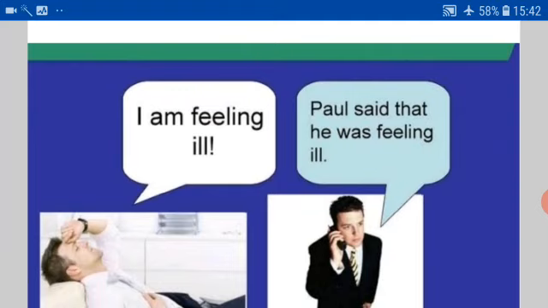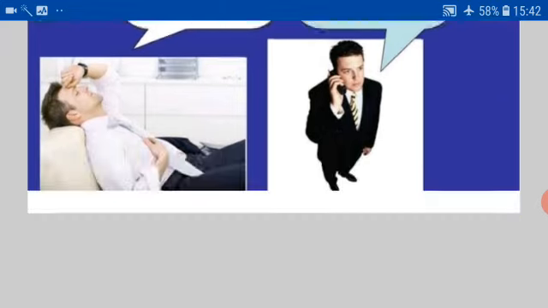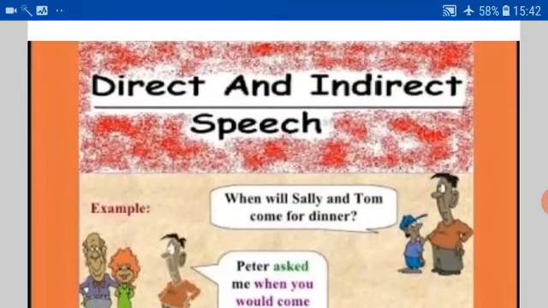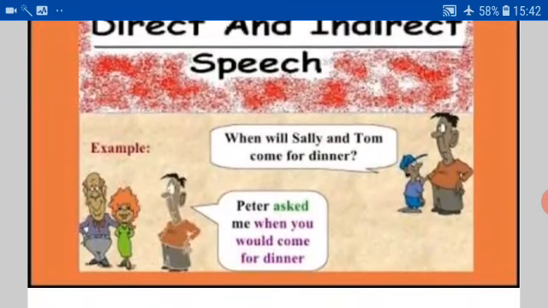"I am feeling ill." Someone is saying this sentence like this: Paul said that he was feeling ill. You are looking here, am feeling is present continuous tense, and was feeling is the transformed version of this. So was feeling. And another example: "When will Sally and Tom come for dinner?" Peter asked. Now another person is discussing this: Peter asked me, when would you come for dinner?